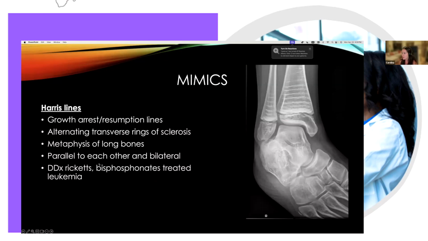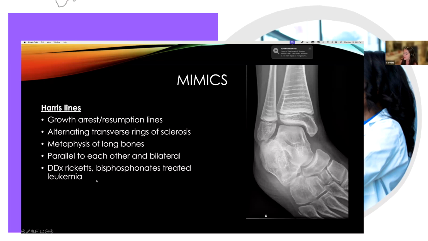Now, if we go a little bit further, we have Harris lines, which are basically growth arrest and resumption lines. Whenever the bone is growing and it stops and then continues to grow, sometimes it can form these alternating transverse rings of sclerosis. So we're seeing these white lines. The main clue that this is not per se an injury is that they tend to be very parallel. They tend to be bilateral. They're very close to the metaphysis of the long bones. So you should be thinking about these things when you see this. It's very well organized. You don't tend to have injuries that look like this.